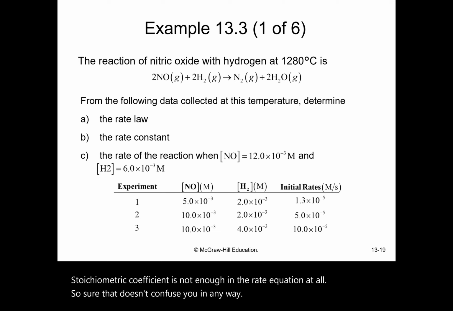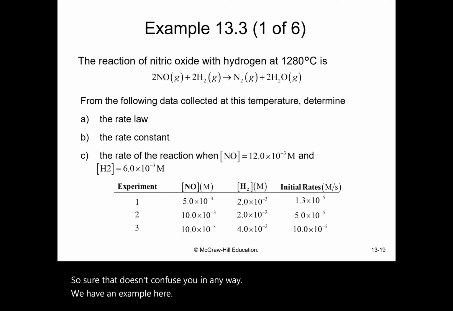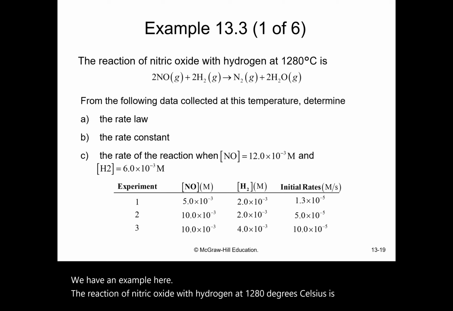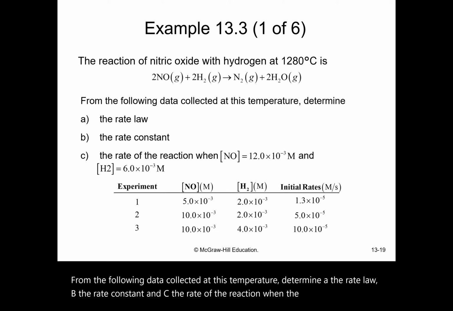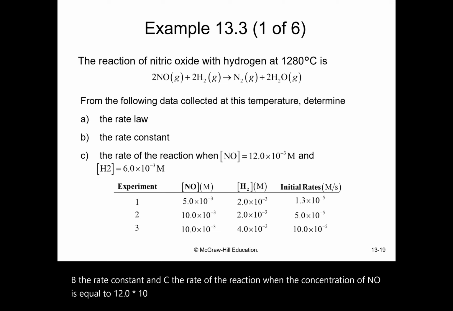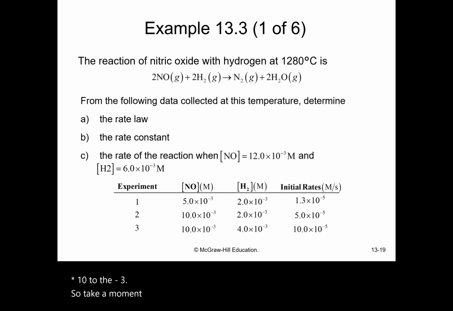We have an example here. The reaction of nitric oxide with hydrogen at 1280 degrees Celsius is given. From the following data collected at this temperature, determine A, the rate law, B, the rate constant, and C, the rate of the reaction when the concentration of NO is equal to 12.0 times 10 to the negative 3 moles and the concentration of H2 is equal to 6.0 times 10 to the negative 3. So take a moment, try to solve this problem.